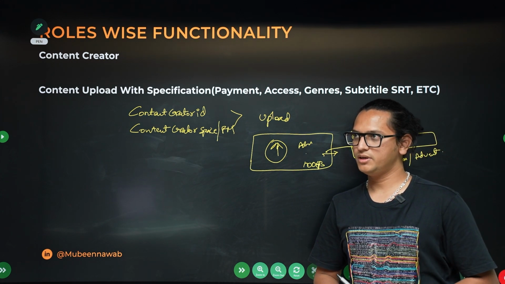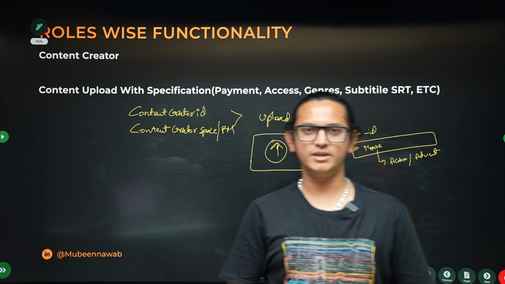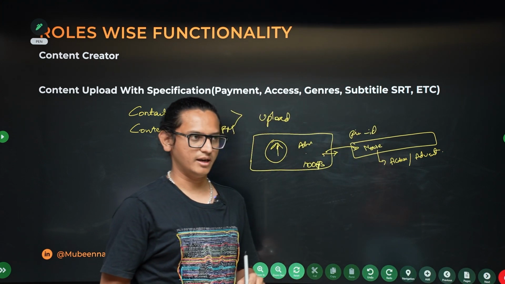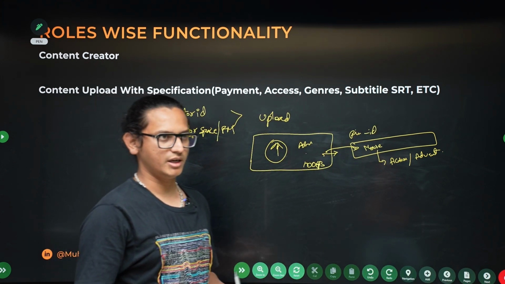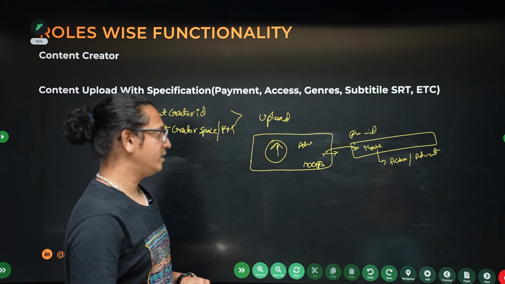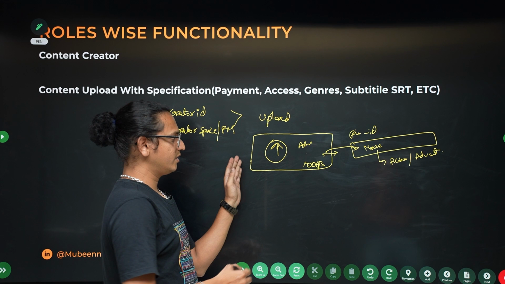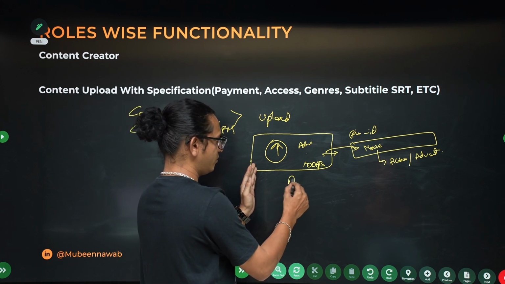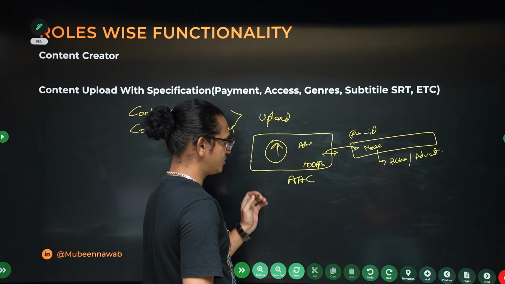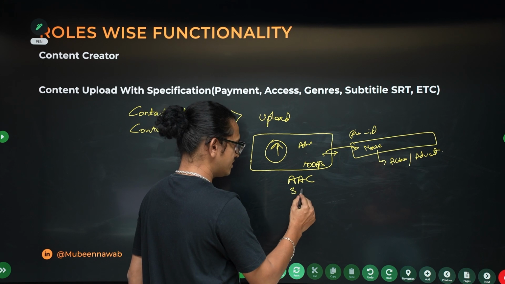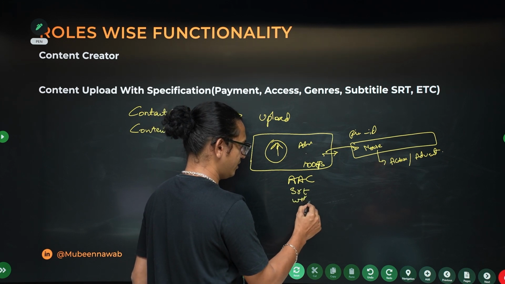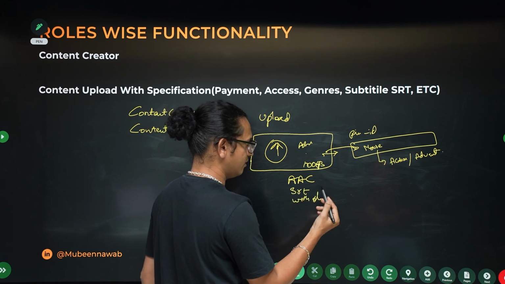Of course, the Amazon Prime platform is a multilingual, not a single language platform. For that, along with the video upload option, we'll be giving the audio files. For the audio, we'll be using advanced audio coding. We are giving the SRT files with different language audio files.